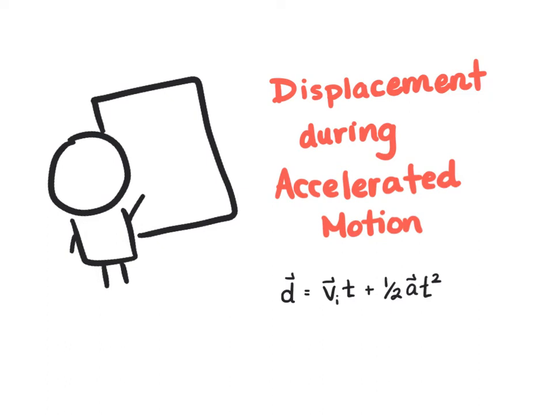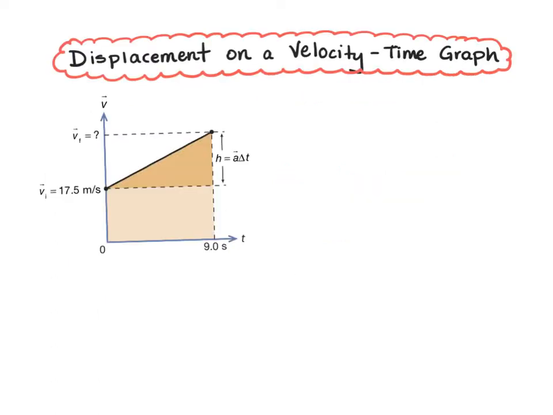In this video, we're going to be looking at displacement during accelerated motion, and we're going to be using the formula displacement equals initial velocity times the time plus 1/2 at squared. So we're going to start by looking at this graph of accelerated motion on a velocity time graph.